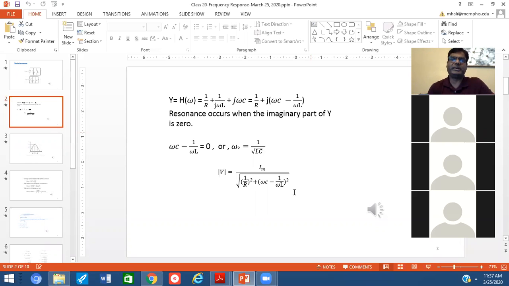Okay, so moving forward, you see the last equation in this slide, the magnitude of voltage for the circuit shown in the previous slide: Im over root over 1 over R squared plus omega C minus 1 over omega L, squared. So that is the magnitude of the voltage. Now, using this voltage expression, we will construct the voltage versus angular frequency omega curves. So let's have a look in the next slide, but keep in mind this equation.